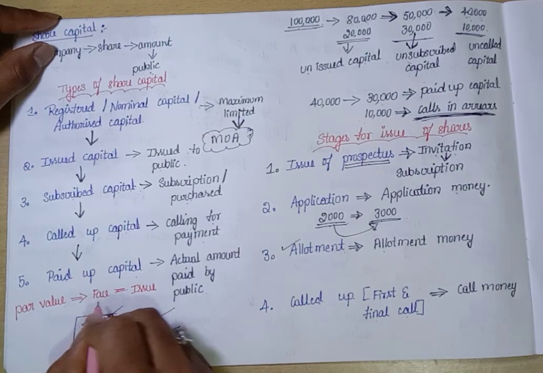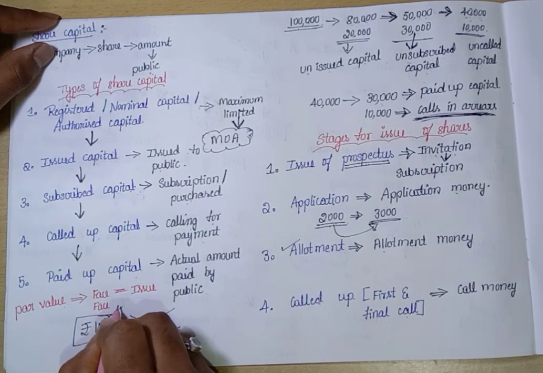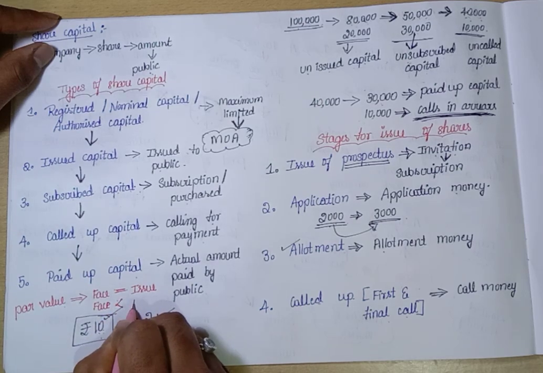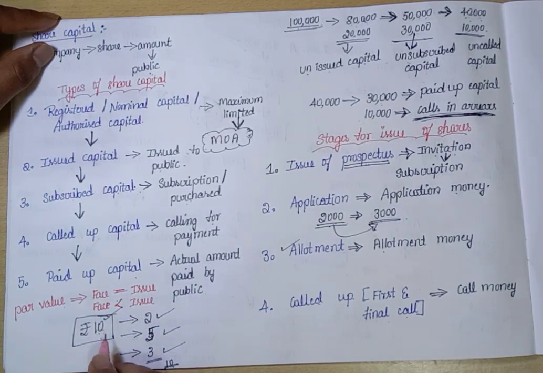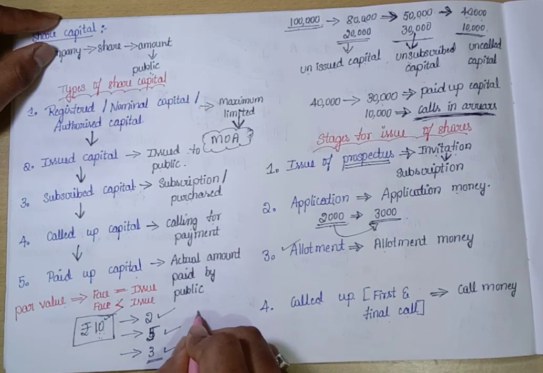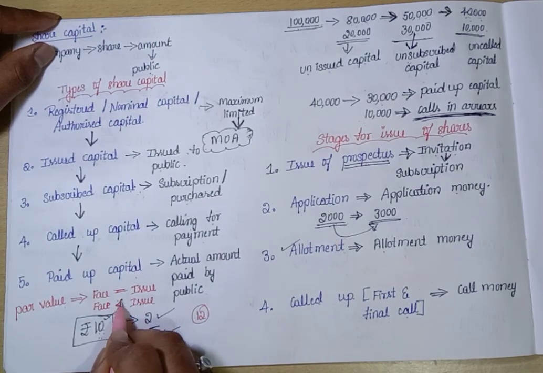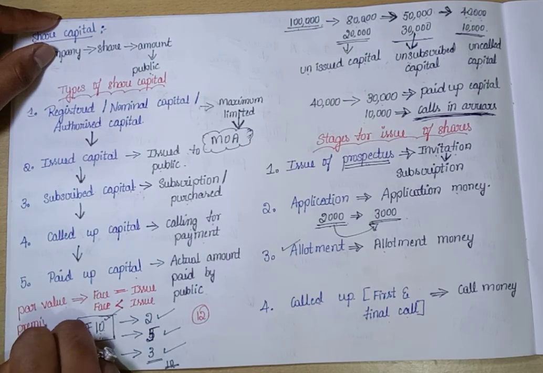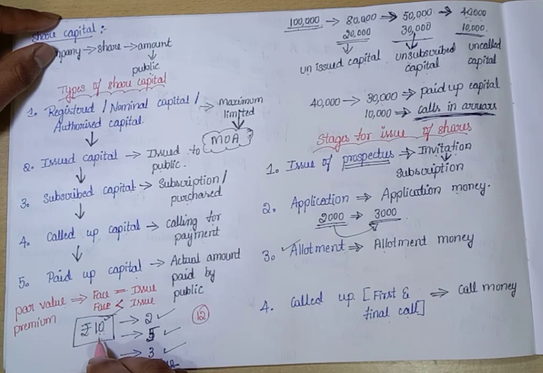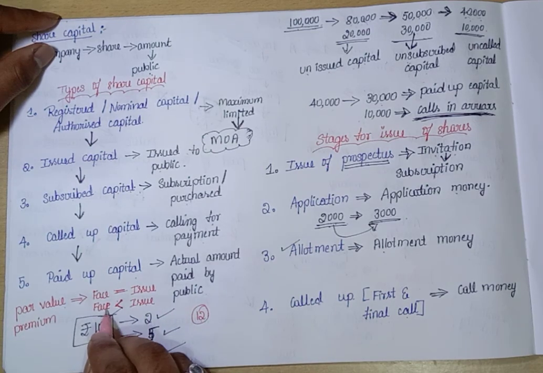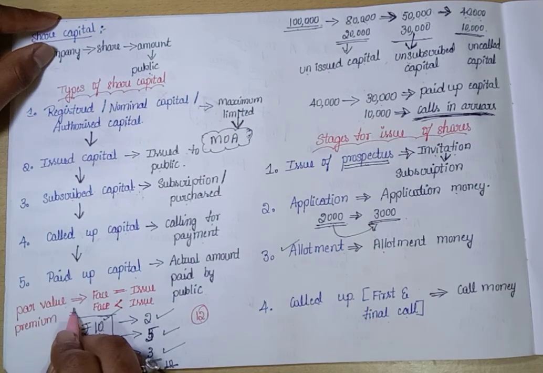In case your face value is less than the issue price, for example, if your share face value is 10 rupees but you are issuing at 12 rupees, which means the issue price is more than the face value, then it is called issue at premium.